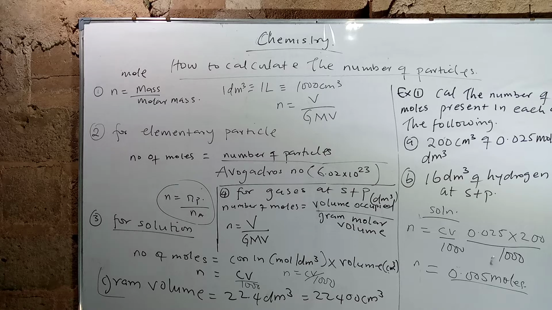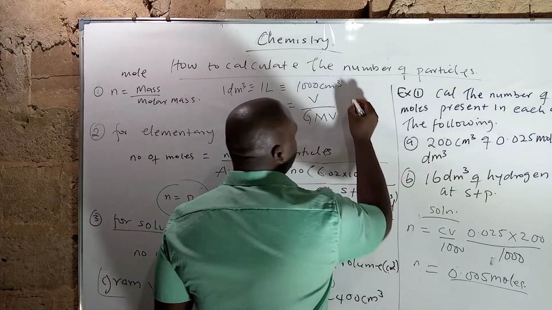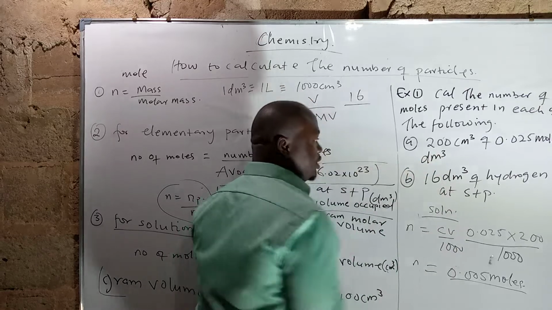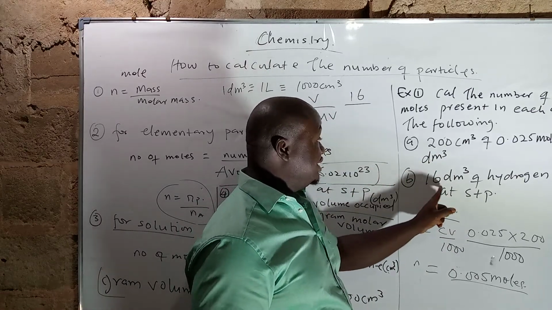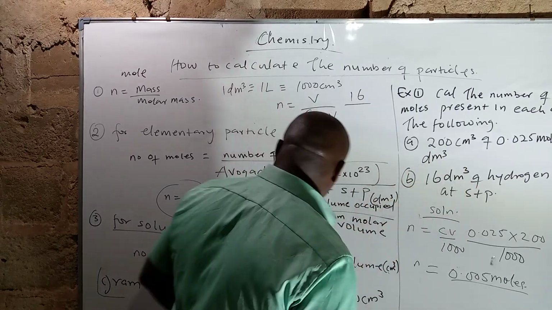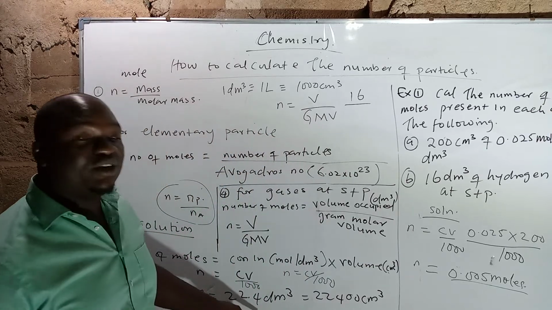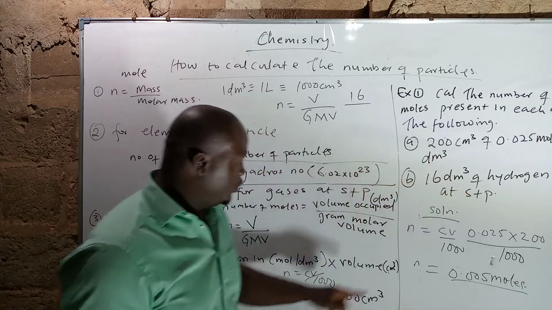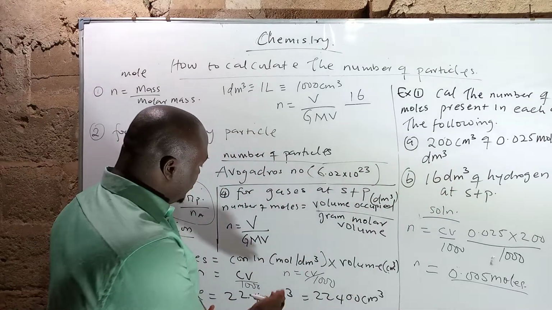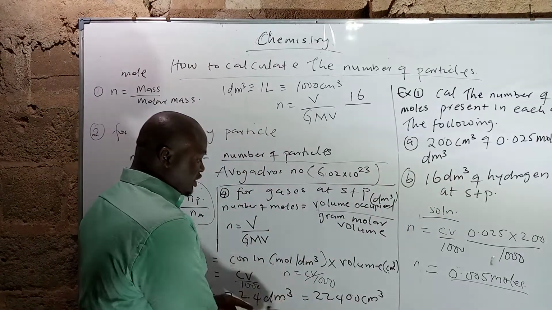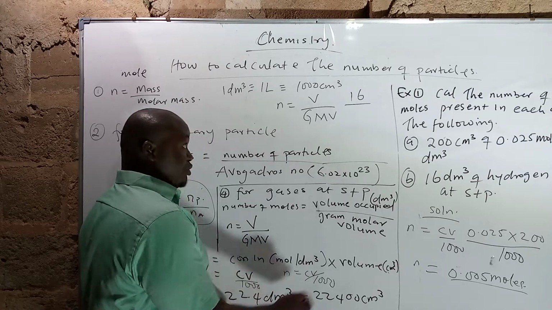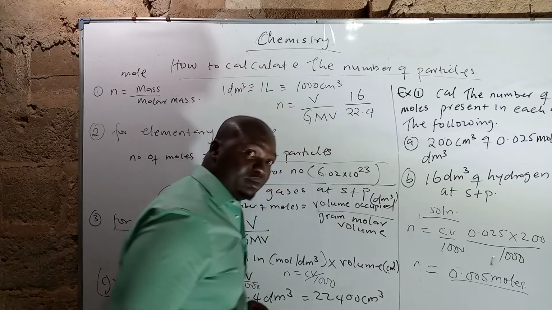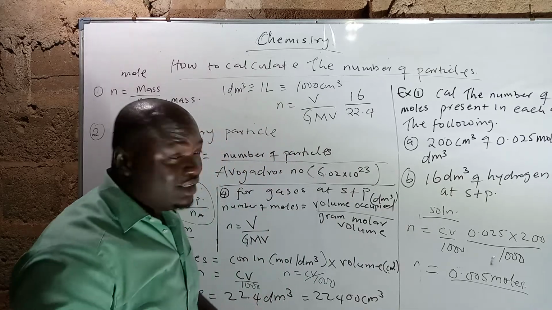So all you need to do right now, look at it, 16 divided by, look at this thing. This value was given in 16 dm cube. So the gram molar volume you are going to use is 22.4 dm cube, not this. If they gave you the volume in cm cube, you will use this. But what they gave you is in dm cube, and that's why I'm going to divide it by 22.4 dm cube. Can you see it?